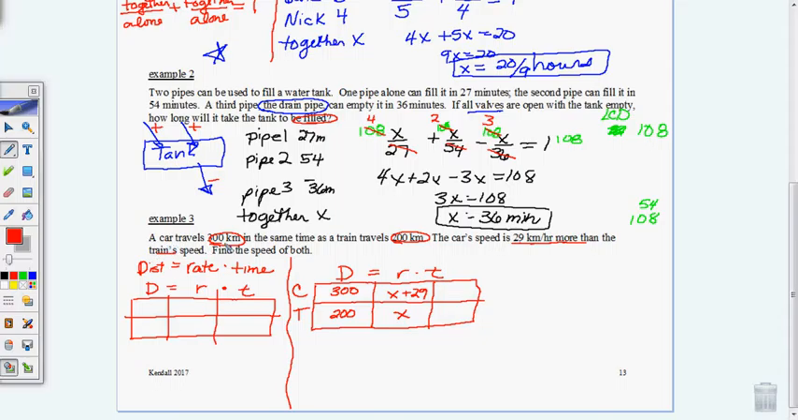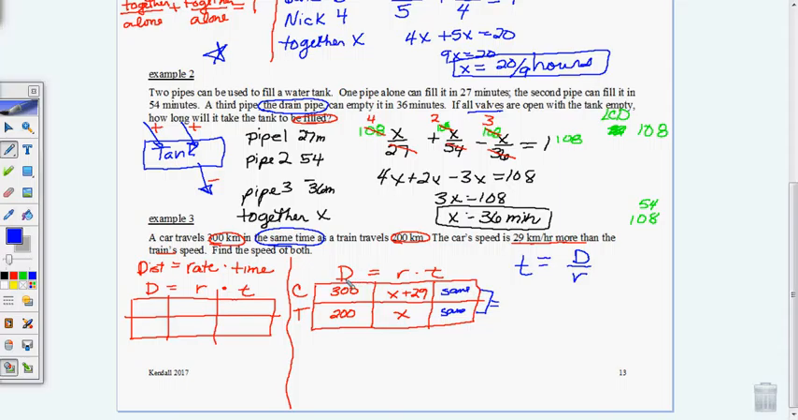Now, a car travels, oops, going to change colors here, in the same time. Time is the same. So I'm just going to write same, same, or in other words, these two things are equal. Okay, so distance equals rate times time. So if their times are the same, now watch what we're going to do. If time is the same, would time equal distance divided by rate?